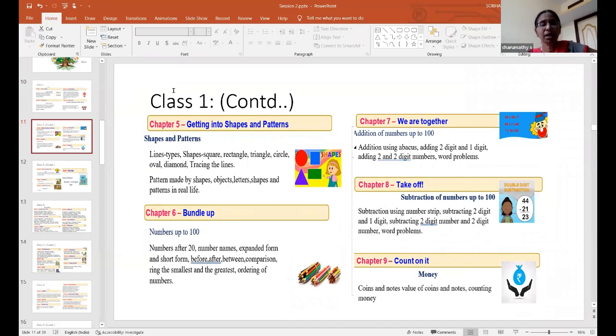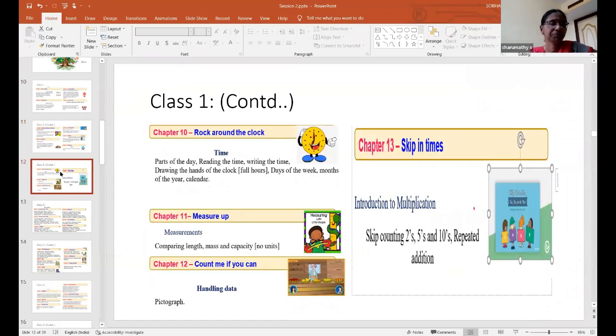Then count on it. Of course, the children need to know the usage of money in real life. How should they value the coins and notes? How to count money and what are the notes and coins that are available in our day-to-day life. And of course, what are the notes and coins that were available in our earlier years.